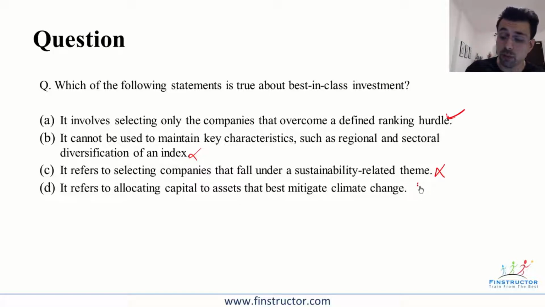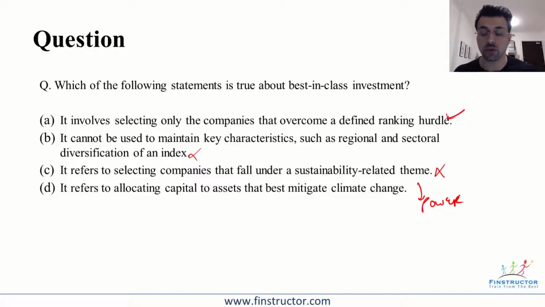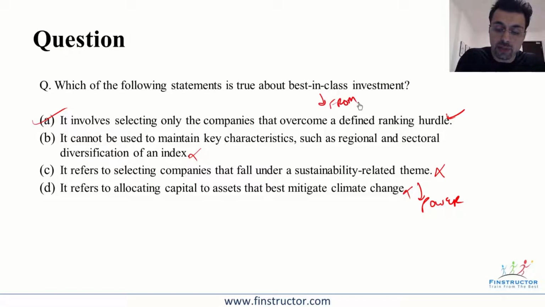So we can invest in the power sector, but we will invest in the best in class companies, a company that is moving towards renewables or that is moving towards sustainability, that is reducing coal-based production, so on and so forth. And not necessarily falling under a sustainability theme. It refers to allocating capital that best mitigate climate change. No, that's not best in class. So yeah, first option is correct. That we can choose the same weighting as the benchmark, or we can choose any sector, but we choose the best in class from an ESG perspective.